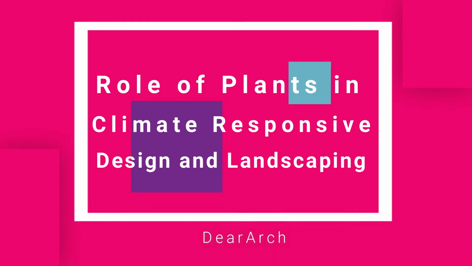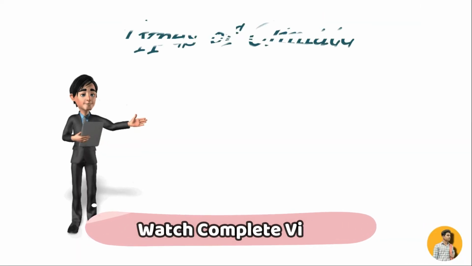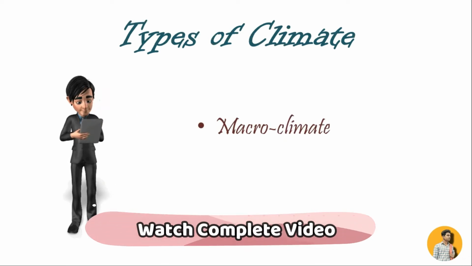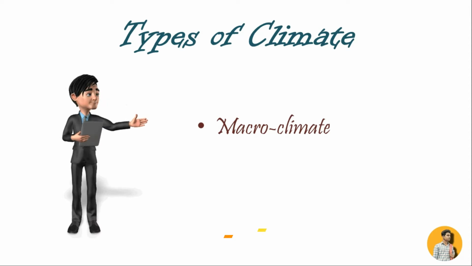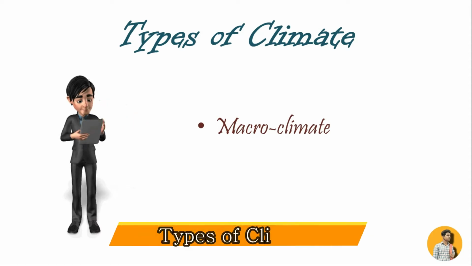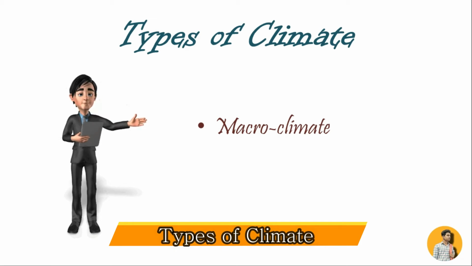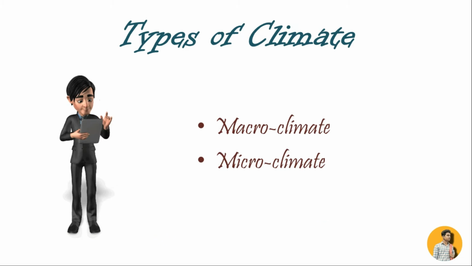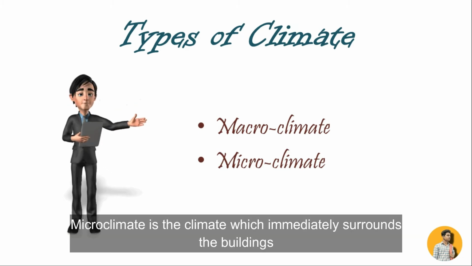In this video, I am going to tell you about the role of plants in climate responsive design and landscaping. Let's start with the types of climate. First one is macroclimate. Macroclimate is the regional climates that are characterized as very cold, hot humid, hot and dry, and cold and wet climate, etc. Second is microclimate. Microclimate is the climate which immediately surrounds the buildings.